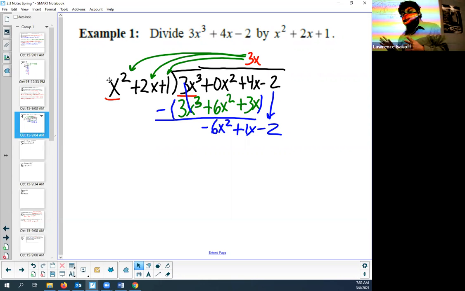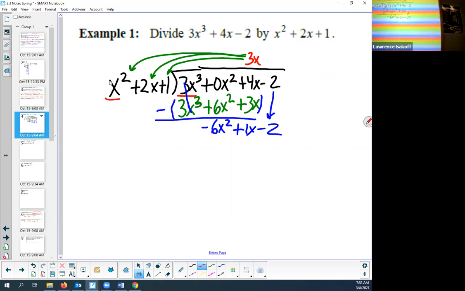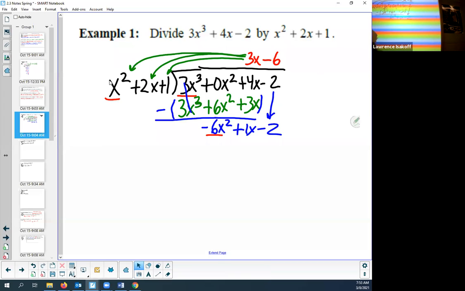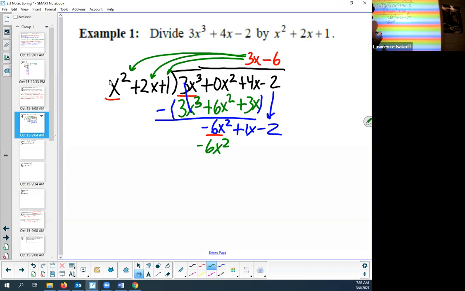Okay, let's get going on repeating the same idea. What would I have to multiply x squared by to get negative 6x squared? Just negative 6. Good. So now I need to do negative 6 times everything in front. Negative 6 times x squared, negative 6x squared. Conveniently the same thing, so they're going to cancel. That was the whole point of that.